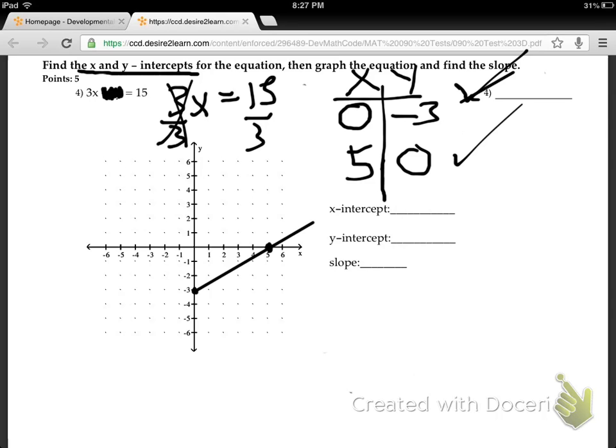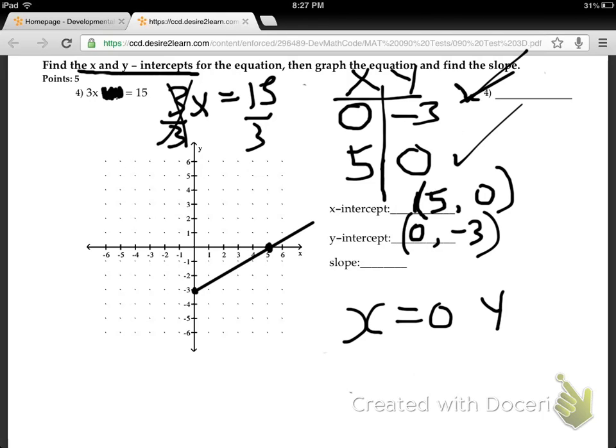The x-intercept has the x-coordinate, so (5, 0) is the x-intercept. (0, -3) is the y-intercept. For now I'm not bothered about slope, we'll do those later. So you've just graphed that by doing the intercepts. Remember again, x equals 0 is a y-intercept. Y equals 0 is an x-intercept. So there you go.